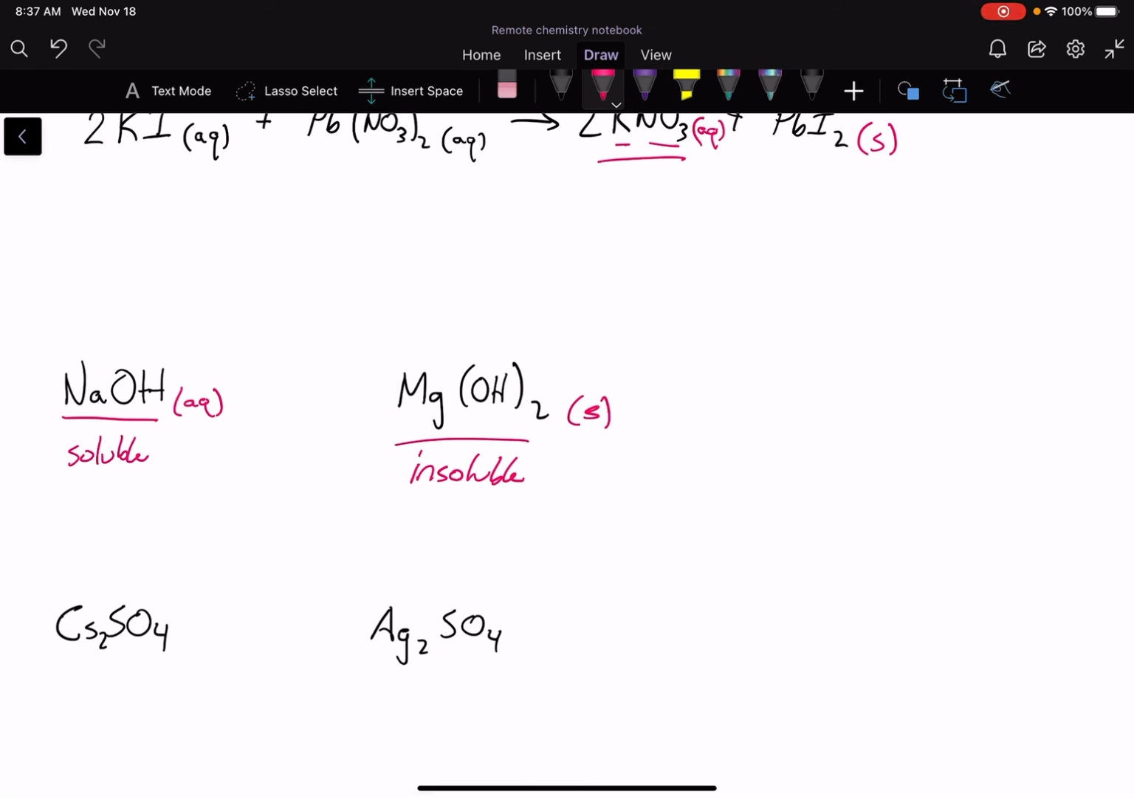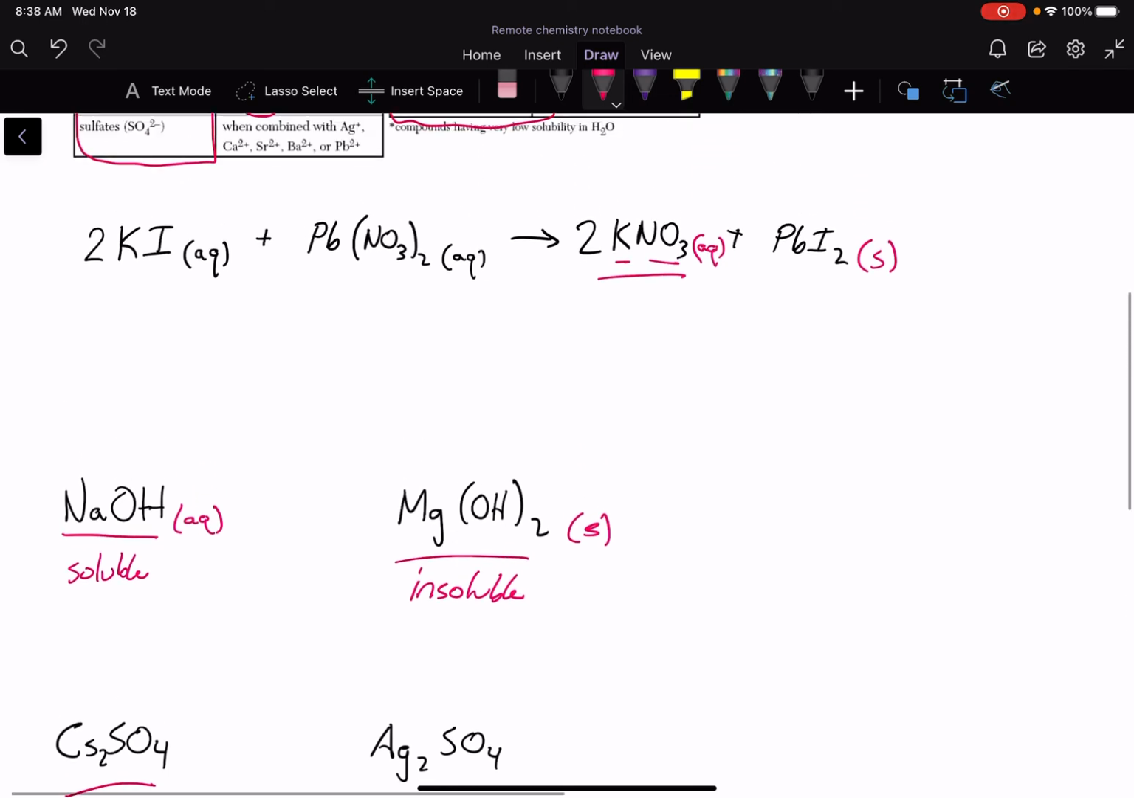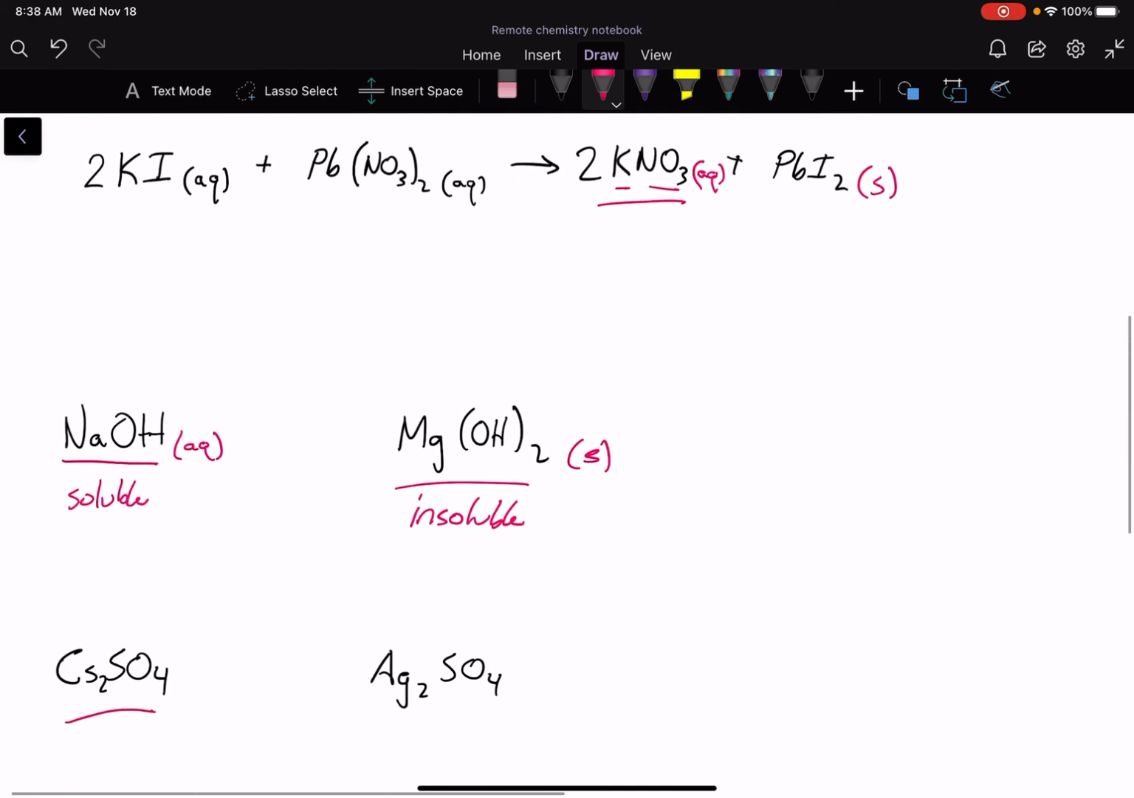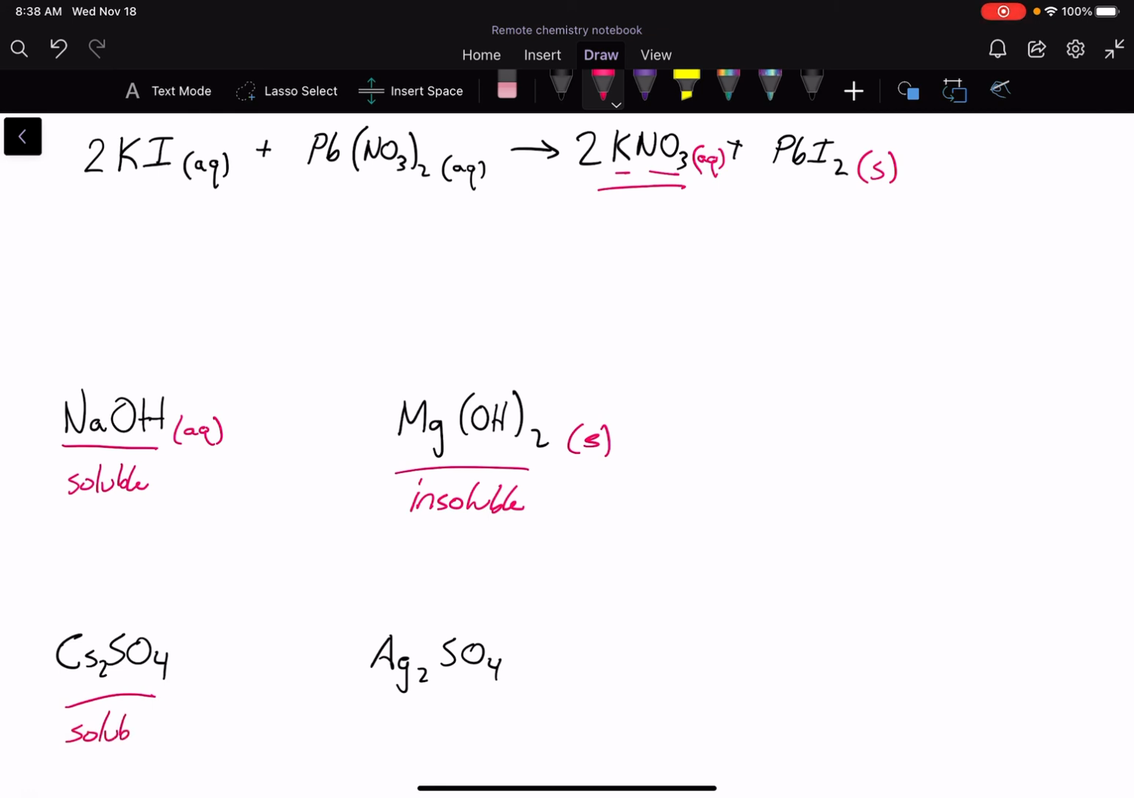Okay, so let's look at something like cesium sulfate. Cesium is a group 1 ion, so let's look for that, or we can look for sulfate. And sulfate is right here over at the bottom. Everything that contains sulfate is going to be soluble. So everything on that left side, again, is soluble. And sulfate is always going to be soluble except when combined with these ions. And cesium is not one of those ions. So cesium sulfate is going to be soluble. And so this would be considered aqueous because it's dissolving in water.